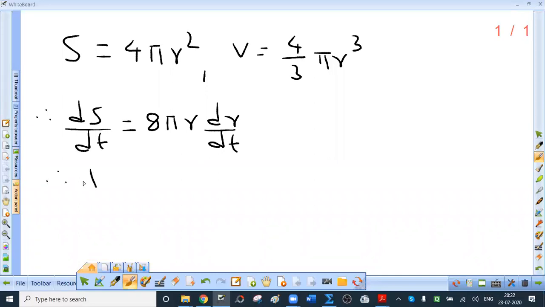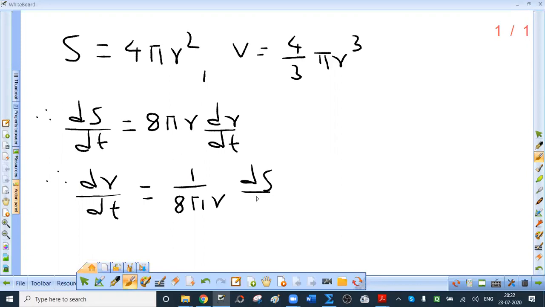Now from this, what is dr dt? It is nothing but 1 upon 8 pi r ds dt. See why I have written this? Because we are asked at what rate is the volume of the balloon increasing. That is, we have to find dv dt. And what is given? We are given ds dt.